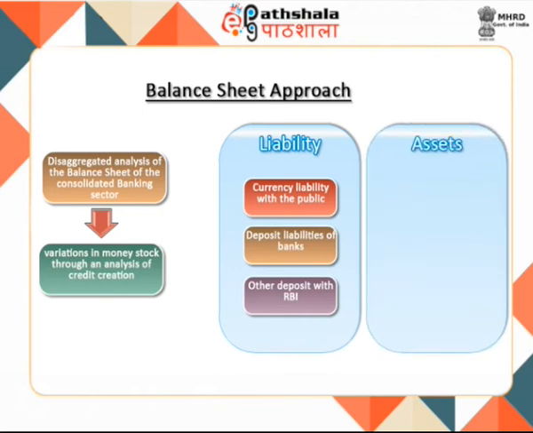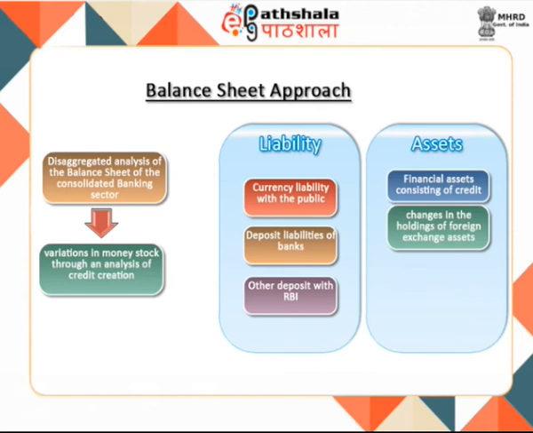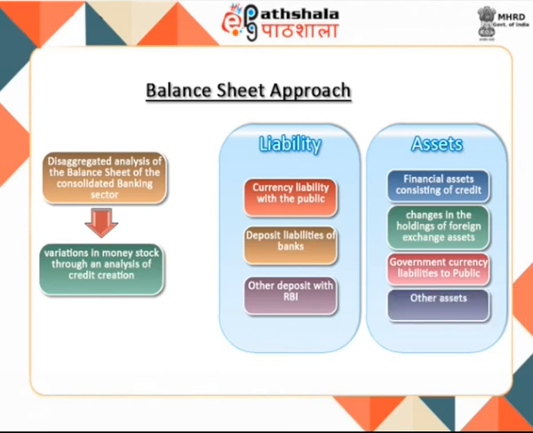On the asset side, we have the financial assets consisting of credit given to the government and the commercial sector, changes in the holdings of foreign exchange assets of the banking sector, and the government's currency liabilities to the public. Along with this, we have the other assets. By focusing on a disaggregated analysis of the consolidated banking sector, the balance sheet approach obviates the need for a mechanistic appraisal of the money multiplier.